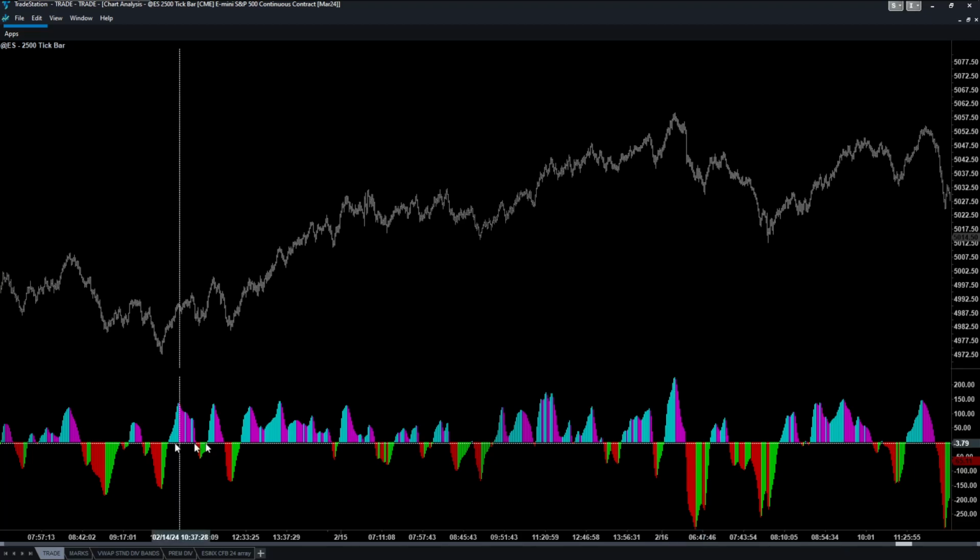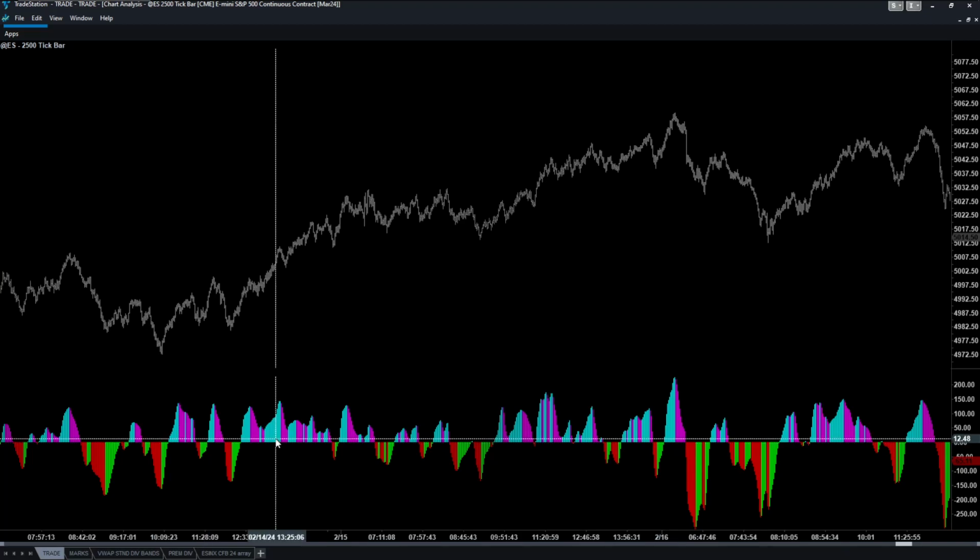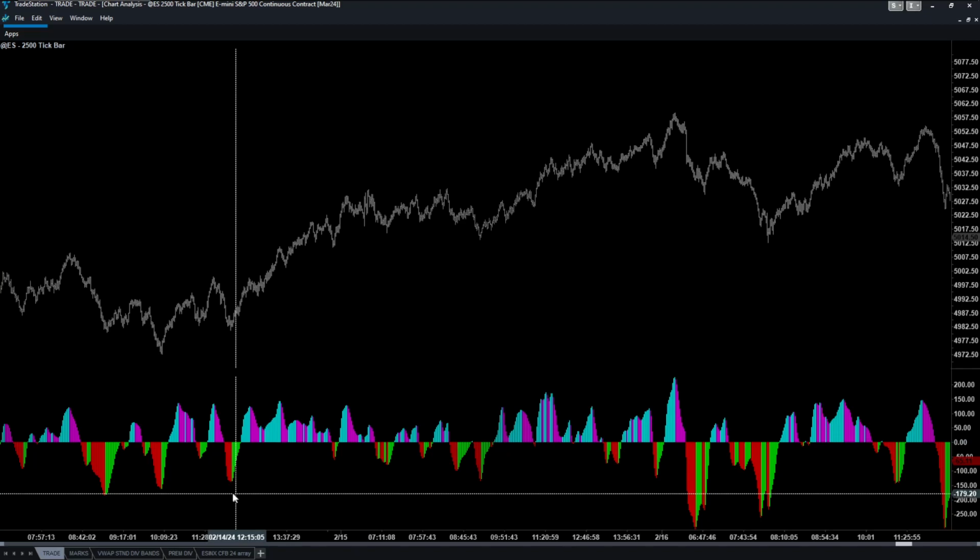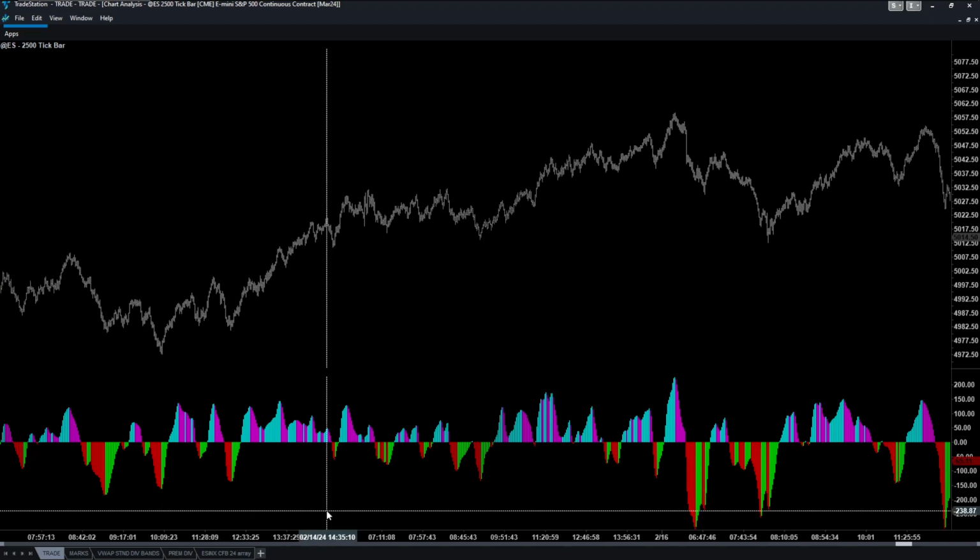Again, the slope is designed in the same way as others. And by the way, we've got it on a histogram setting so that the 0 line is clearly evident. Below the 0 line, an upslope is green. Above the 0 line, it's cyan. Above the 0 line, a down slope is magenta. Below the 0 line, it's red. Okay, that's the significance of all of that. So now when we use this in conjunction with the other indicators, we get real accurate.